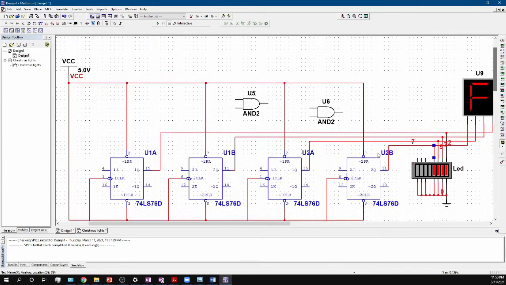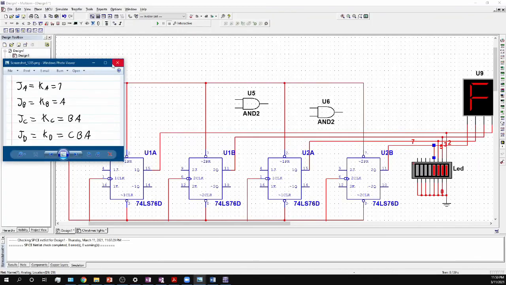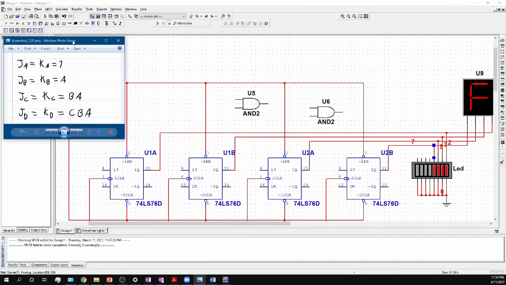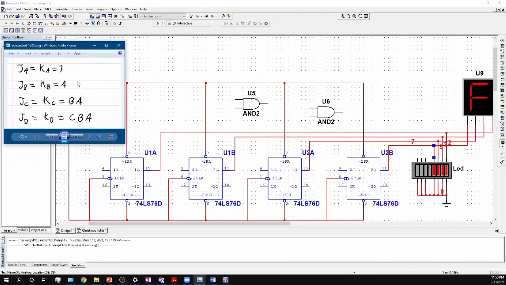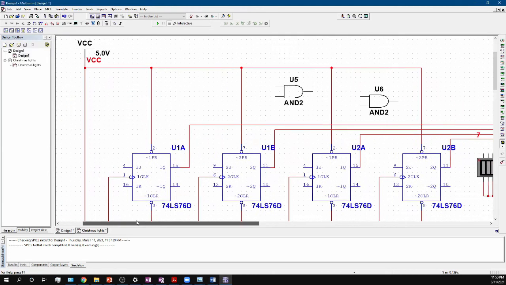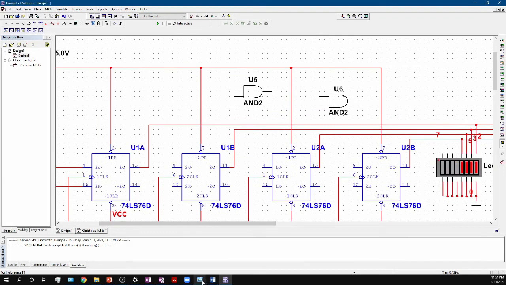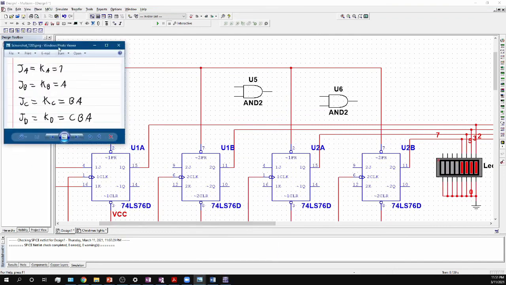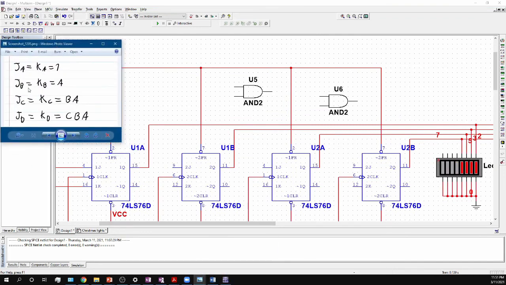Okay, so let's look at our equations that we have here. This is what I wrote out earlier. So I want my JA and my KA to be 1. So that means it's going to be on at any given moment. So I'm just going to go ahead and hook them up like this. And this is the important part when you're designing these counters: hooking them up according to the equations that you got. So now I'm moving on to B here.